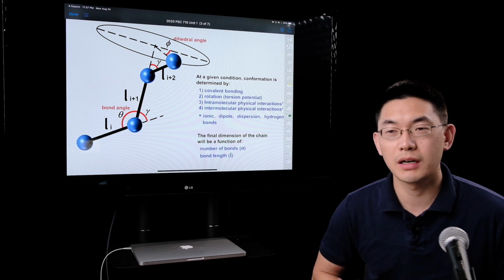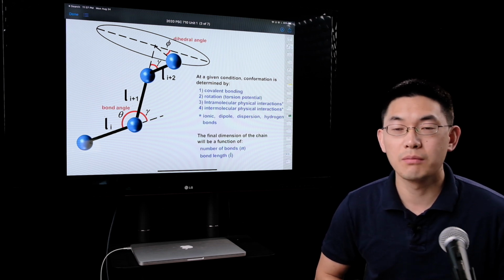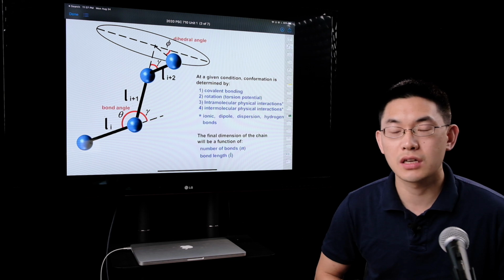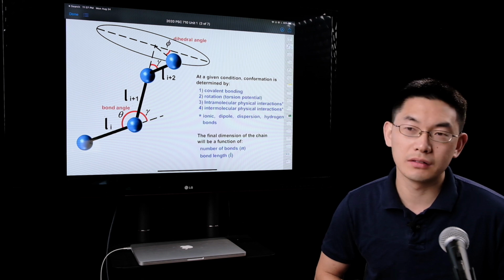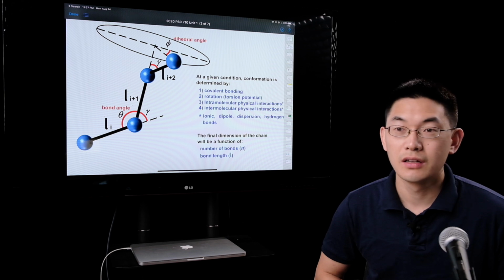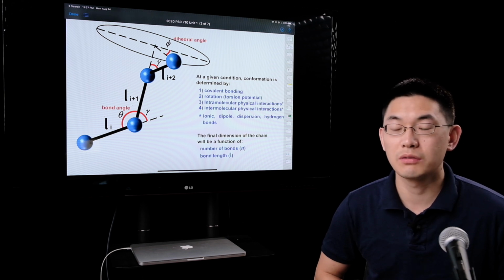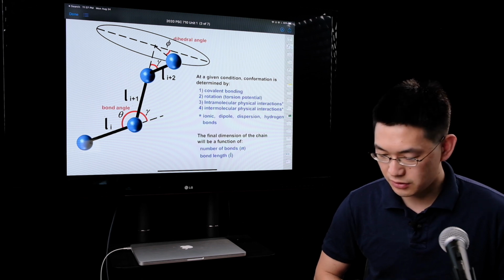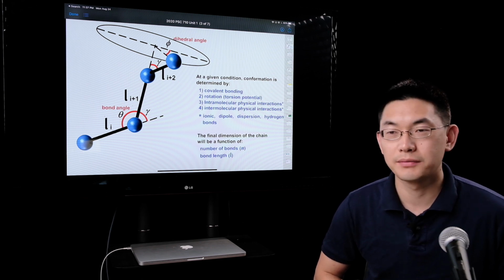We're going to talk about our first chain model, the freely jointed chain model, and use the random walk as an introductory technique for us to understand what is going on if the chain behaves like a 3D random walk in space. So without further ado, let's get started in today's class.